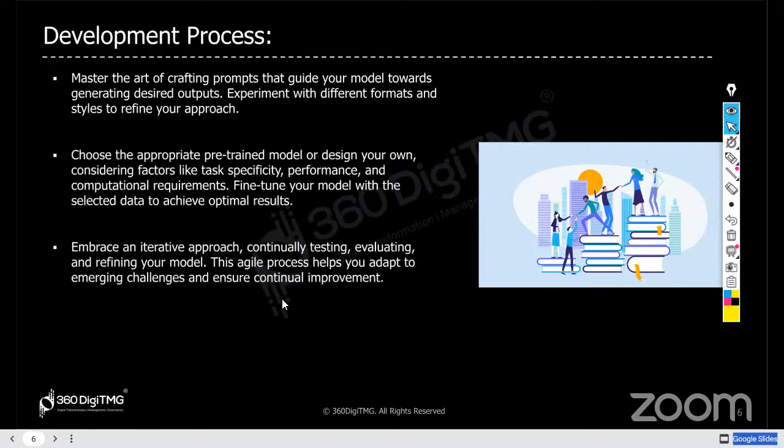Then you have choosing a model. Decide whether to use an existing pre-trained model or create your own. Consider factors like how well the model fits your task, its performance, and the amount of computing power it requires. Then comes the iterative approach: continuous testing and evaluation, along with refining your model. This means trying it out, seeing how well it works, and making improvements accordingly. This flexible approach helps you adapt to new challenges and keeps your model getting better over time.